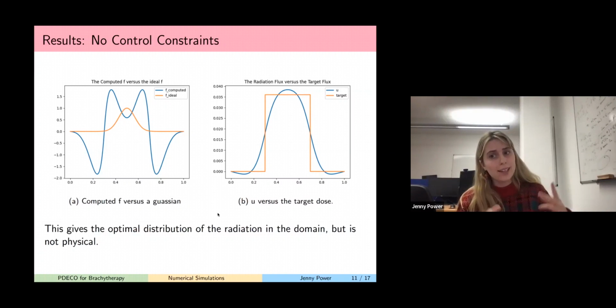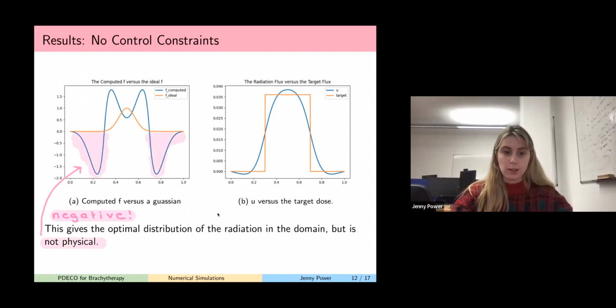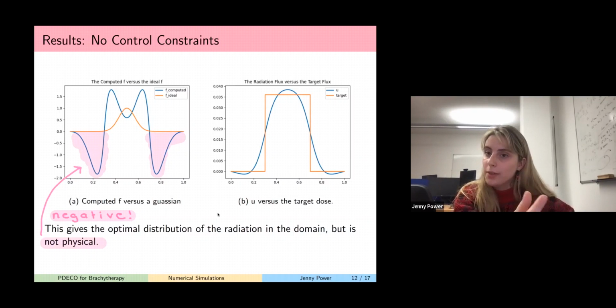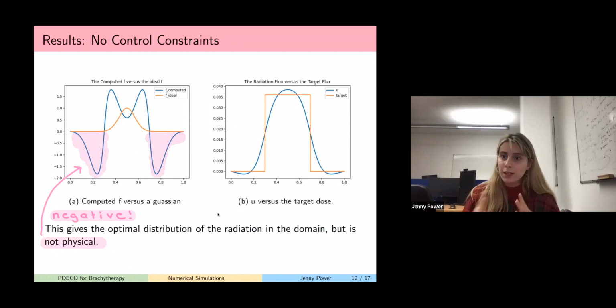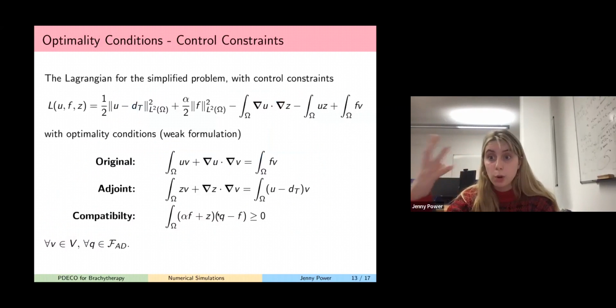So this is all fine, except obviously this is not physical, not only because we can never get this type of a distribution, since that's not how the radiation seeds work. We can't control the shape of F. We also get areas where the radiation is negative, which is really non-physical. We cannot have negative radiation. So that's one thing already that is not really going to cut it, particularly for actual clinical applications. So then we have to focus a little bit more on the control constraint case.